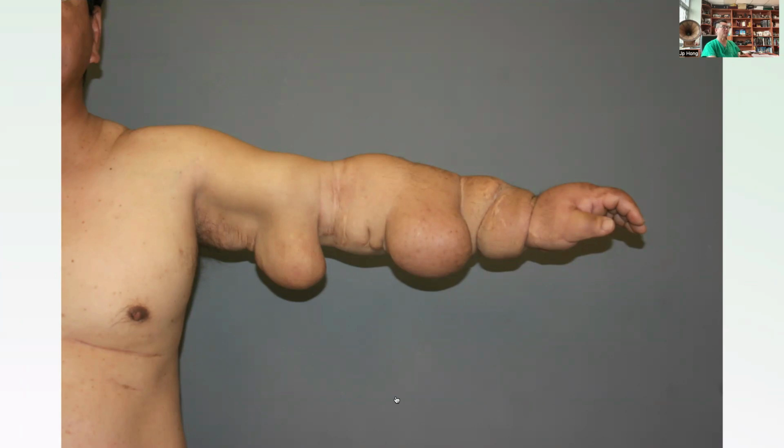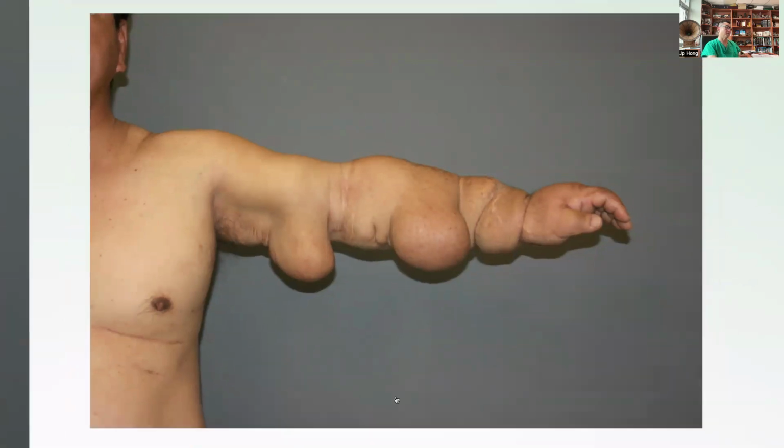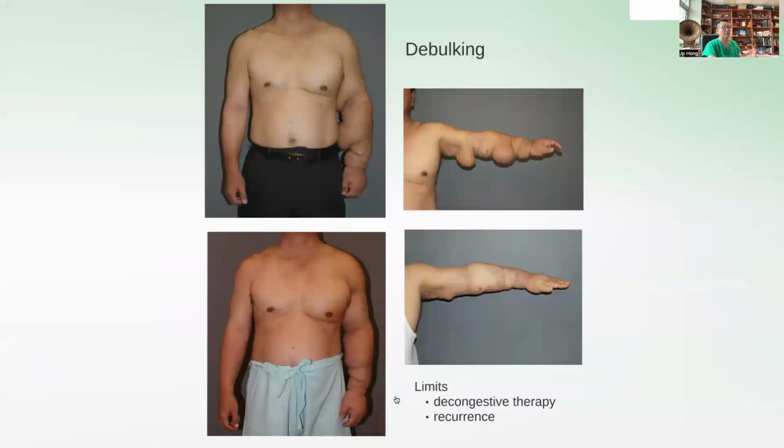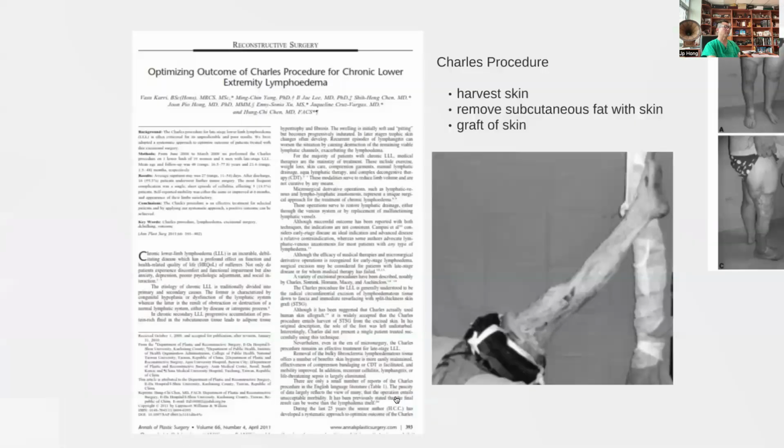So here's a patient that underwent debulking surgery, and you can see in some components of the fat, it recurred with lymphedema. So what we did was we removed that recurred portion, and then we excised it, we repaired it. However, this patient needs to undergo compression therapy for the rest of his life.